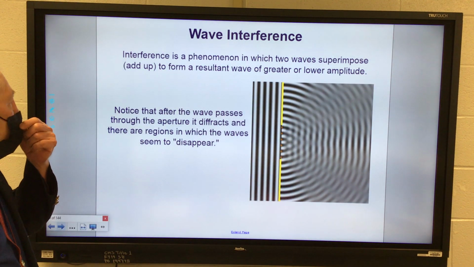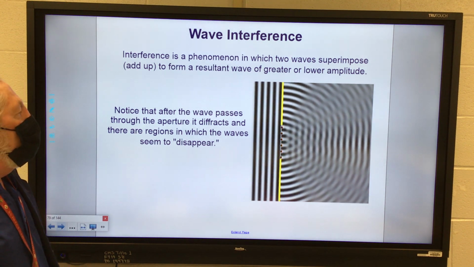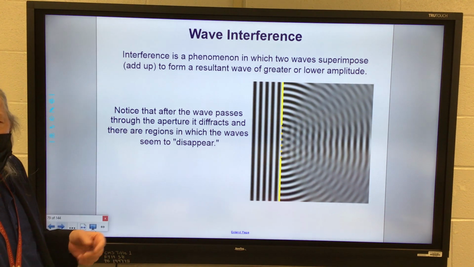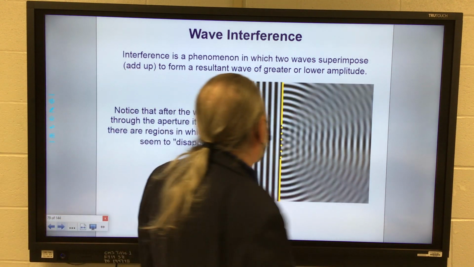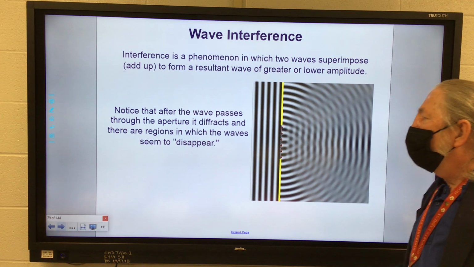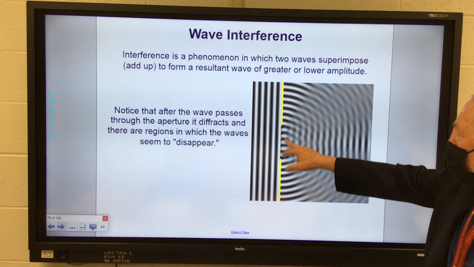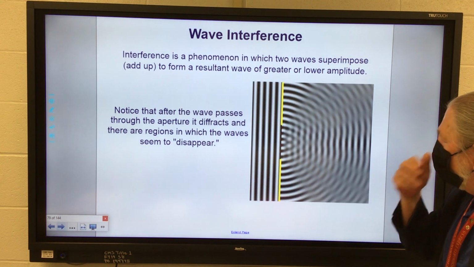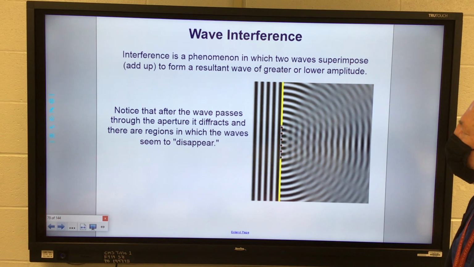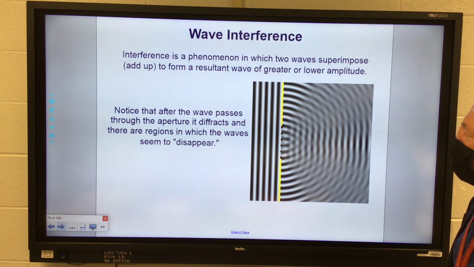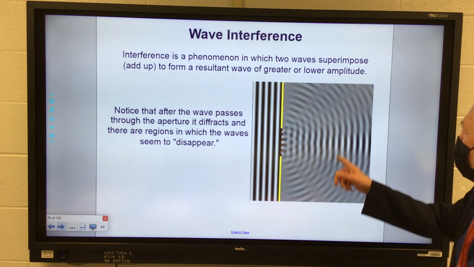Look right here, wave interference. Interference is a phenomenon in which two waves superimpose or add up, that's what superimpose means, to form a resultant wave of greater or lower amplitude. So look right here. Here's the aperture, the openings, right? But you see there are several here. So notice that after the wave passes through the aperture, it diffracts, and there are regions in which the wave actually disappears.